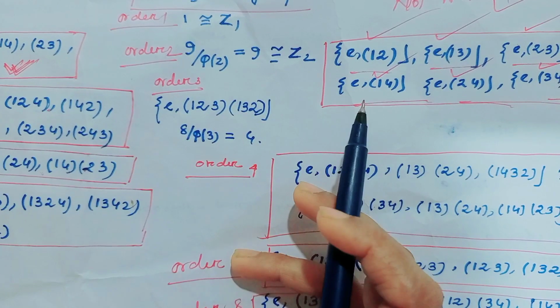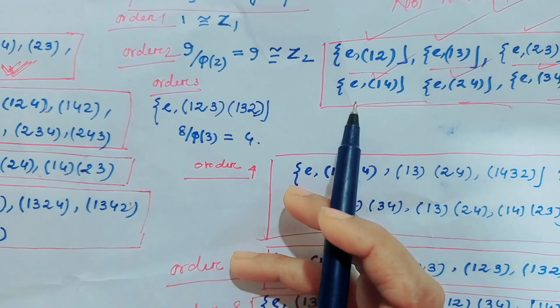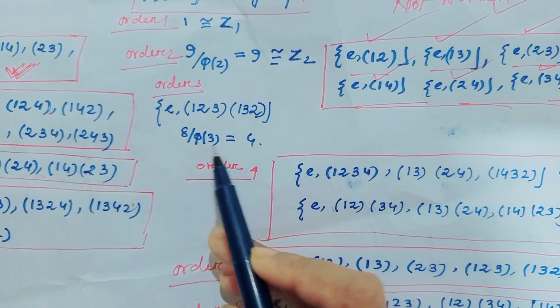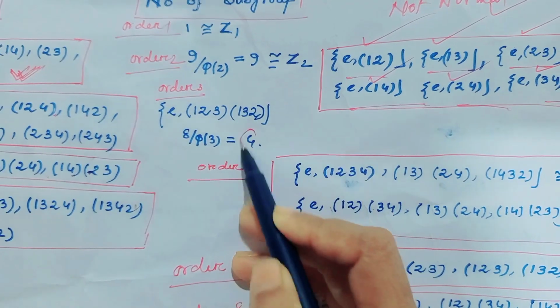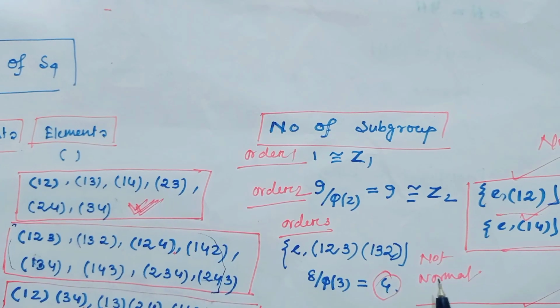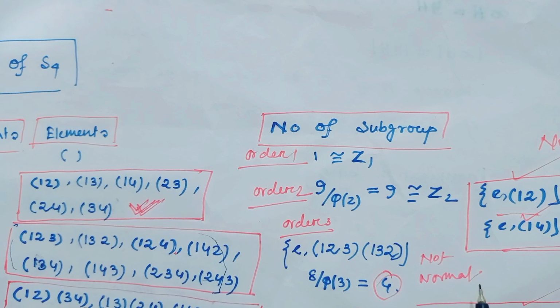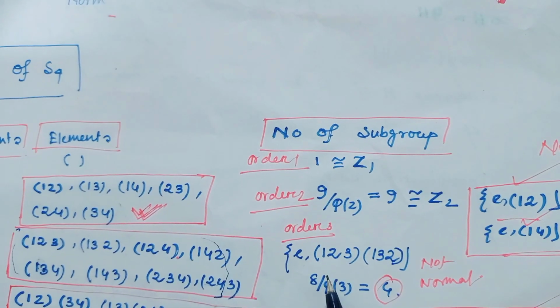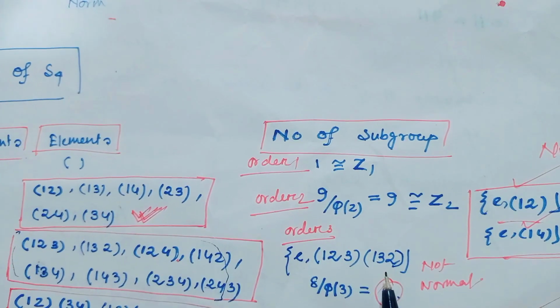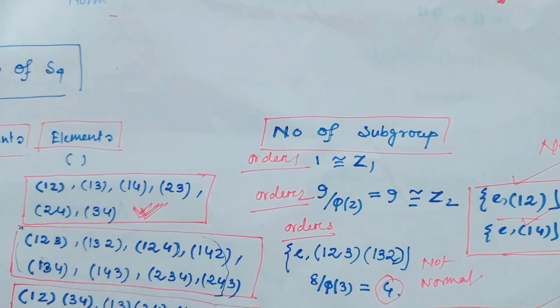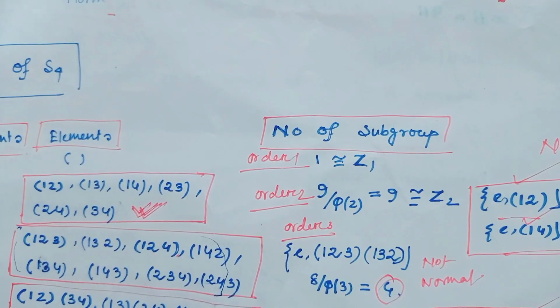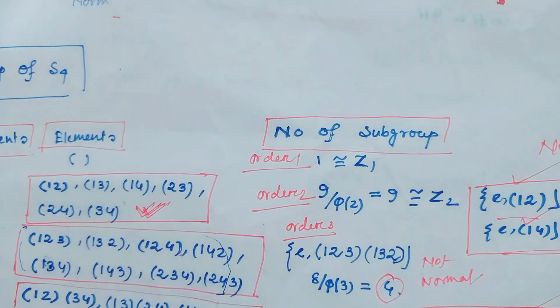Similarly, we can construct another subgroup of order 3. The number of subgroups of order 3 here is 8 over phi(3), which is equal to 4. The order 3 subgroup is not a normal subgroup because this subgroup does not contain all 3 cycles, all 3 conjugacy classes. So this cycle is not a normal subgroup.